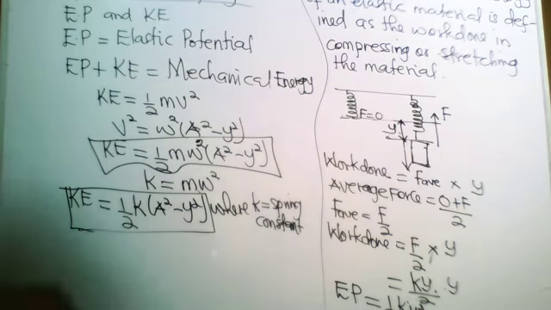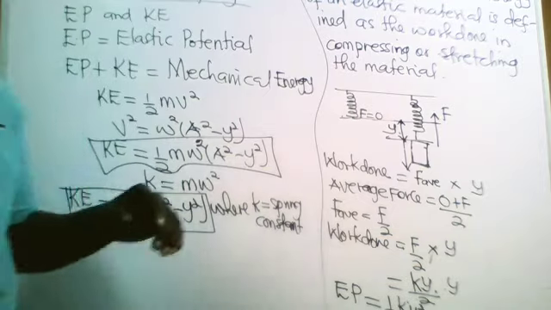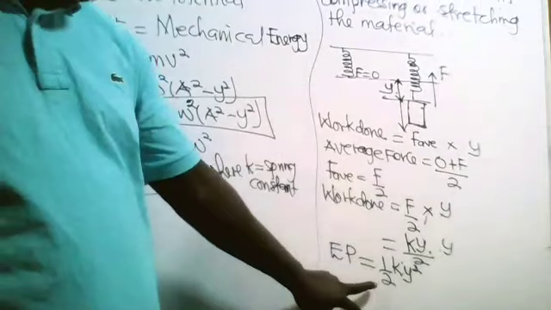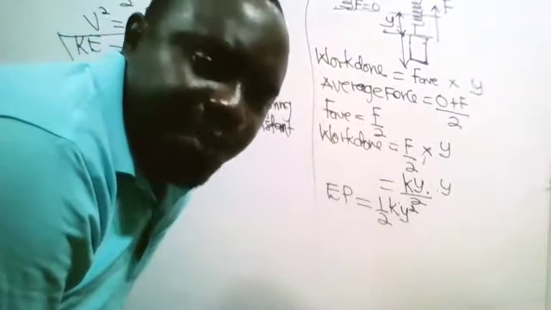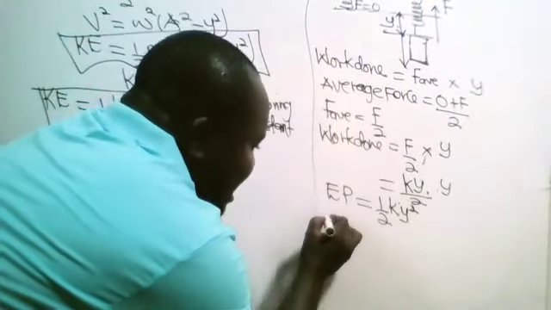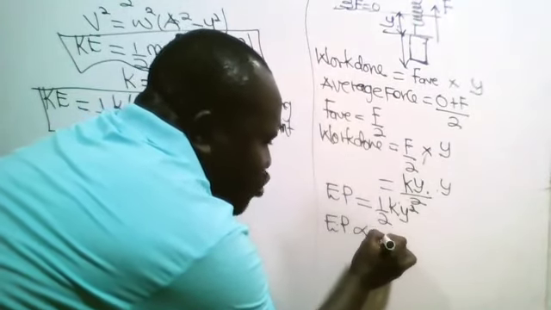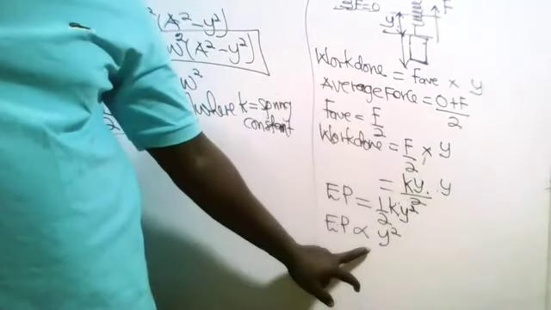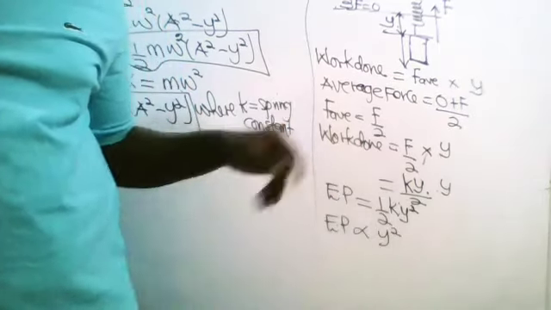Okay. And so the elastic potential energy possessed by a loaded spring is equal to half Ky squared. It means that, since K is the spring constant, elastic potential energy EP is directly proportional to the square of displacement, Y squared. Is that okay? Because half K is a constant.